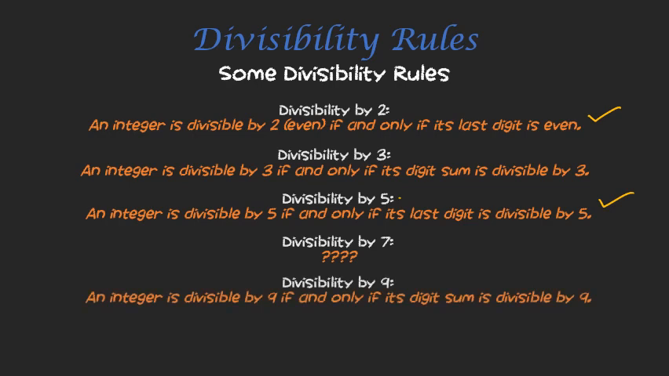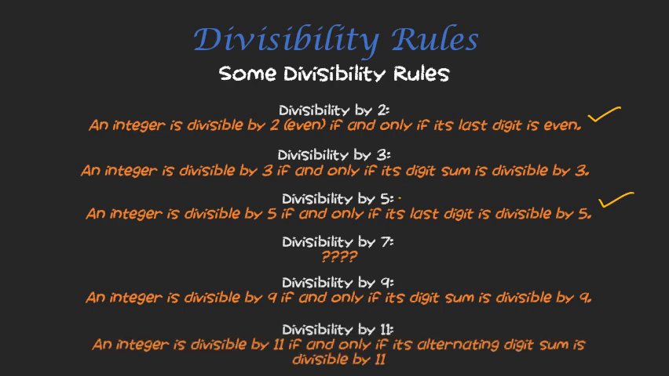Divisibility by 9. This one's similar to divisibility by 3. You take the digit sum and see if that's divisible by 9. Divisibility by 11, that's that strange alternating digit sum. So we'll see why each of these works, and we'll prove that they're true, because after all, that is what a proof is. It's an explanation for why something is true using rigorous logic and other mathematics.